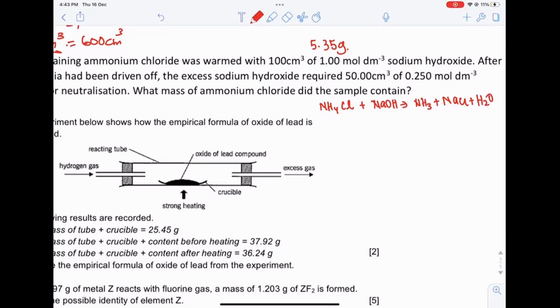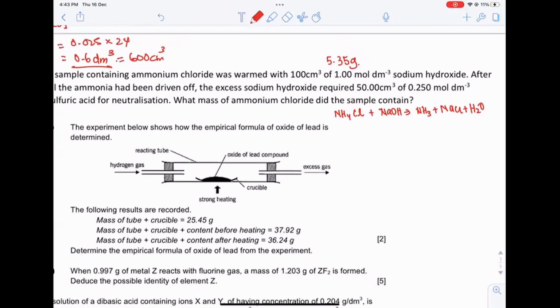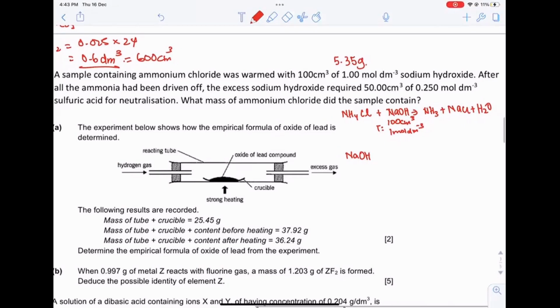So this is balanced. And then over here, we have 100 cm³ of 1 mole per dm³ sodium hydroxide. Then after all the ammonia has been driven off, excess, so this is total sodium hydroxide. Some of it has reacted, but not all. So there is excess sodium hydroxide, which required 50 cm³ of 0.25 mole per dm³ sulfuric acid for neutralization. So there are two equations that we are talking about here.